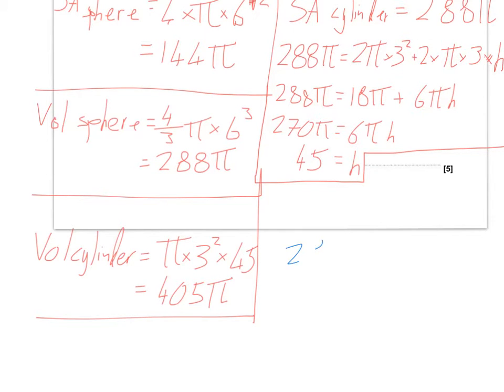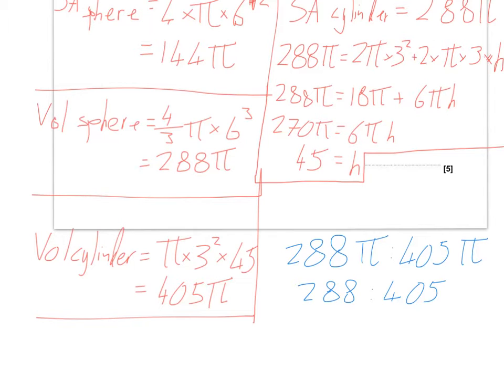Sphere is 288 pi, cylinder is 405 pi. Obviously my pi's will cancel out. 288 to 405. Now that does simplify down as well to 32 to 45. That's as simple as it goes, which I always find a bit frustrating because it feels like you might have got the answer wrong if it doesn't simplify down to 2 to 1 or 3 to 2 or something, but sometimes it does. Sometimes they just leave you with nasty numbers that don't simplify down very much.